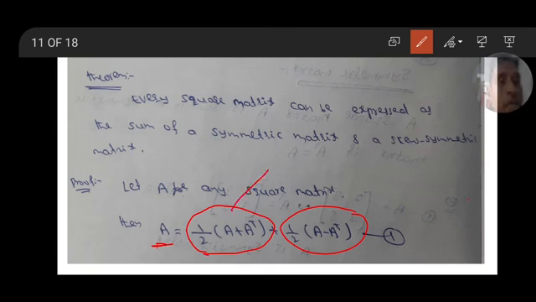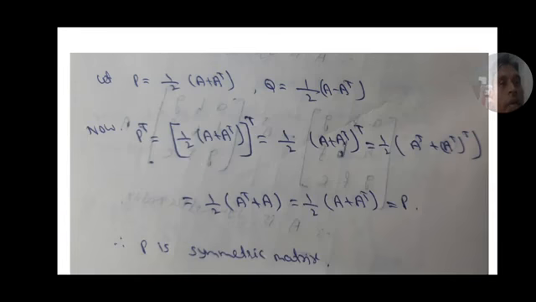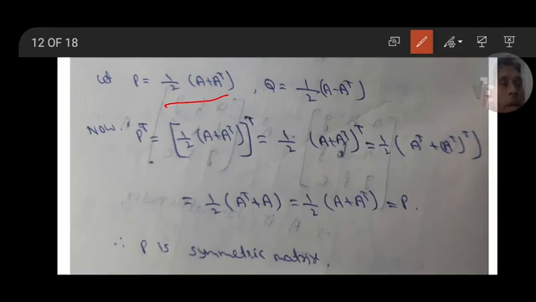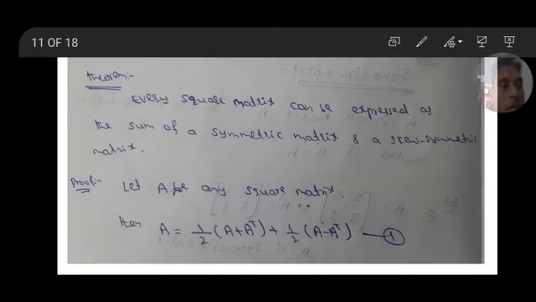I took the first as P and the second as Q. First matrix I take as P, second matrix Q. How did we write A? As the sum of P and Q. Next, let P equal to 1 by 2 (A plus A transpose) and Q equal to 1 by 2 (A minus A transpose). Here I am taking the first one as P and the next one as Q, P plus Q. A, any square matrix, can be written as P plus Q. Now I prove P is a symmetric matrix and Q is a skew symmetric matrix. Okay, next.